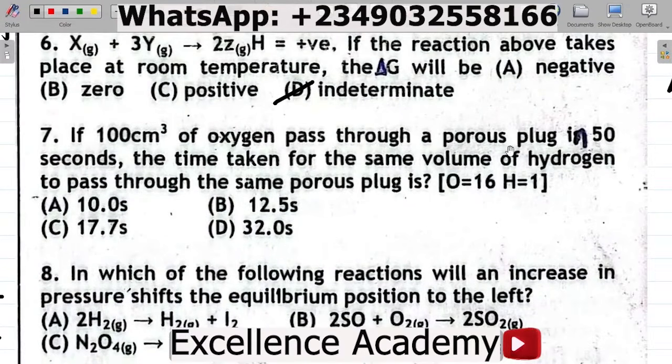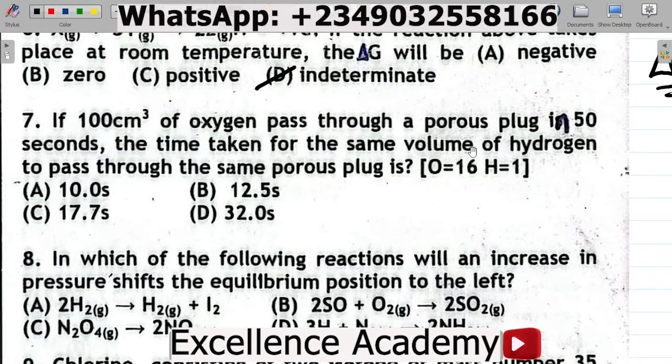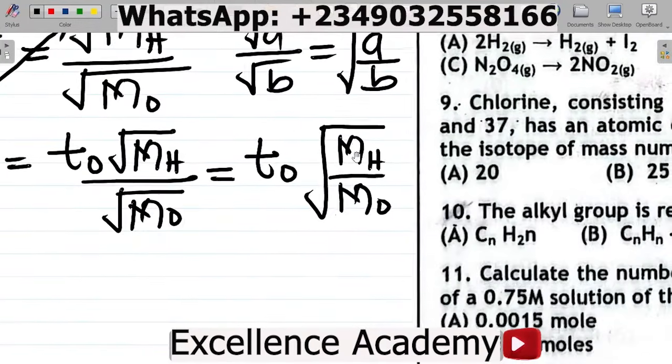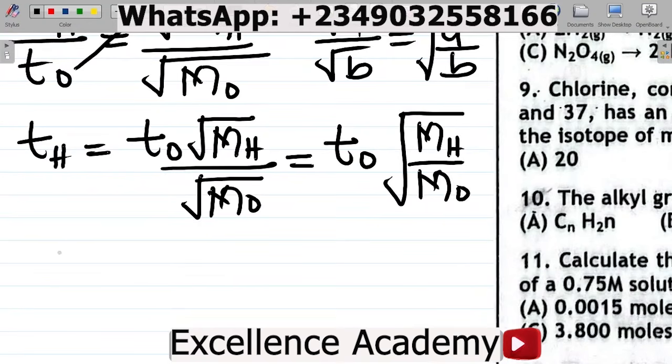7, the time for oxygen, they said if 10 cm cube, all right? Yep. Now, since they mentioned the same volume, we will not bother about the volume. What we are concerned with now is the time for oxygen, which is what there? 50 seconds. You can see it here, 50 seconds. So T_O is 50 seconds. Let's get that: T naught, or T for oxygen, is equal to 50 seconds.